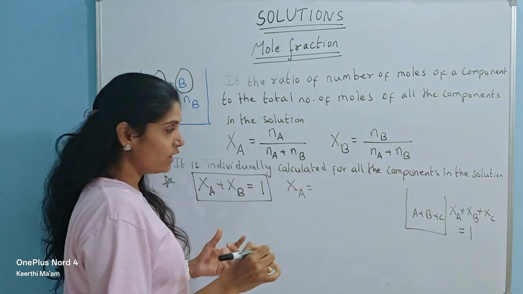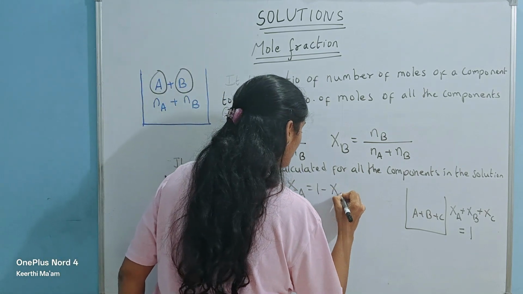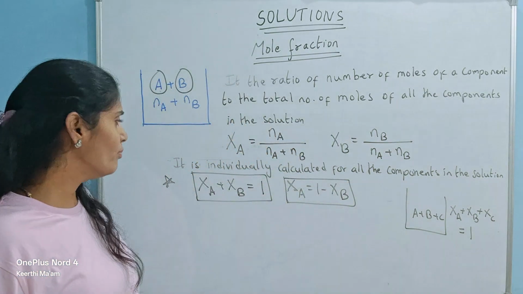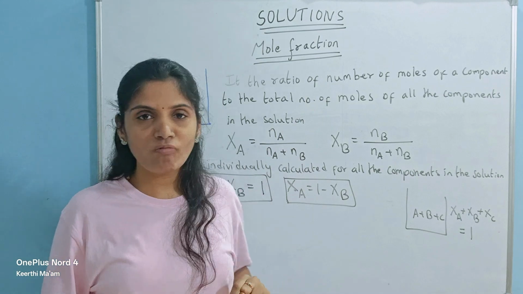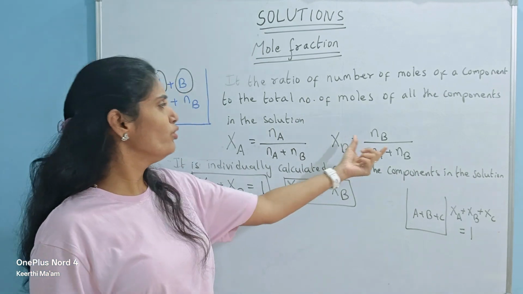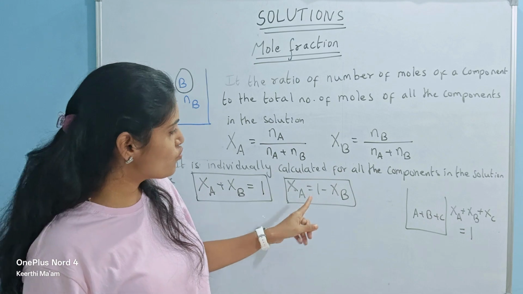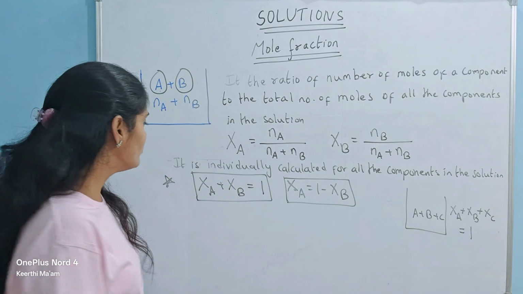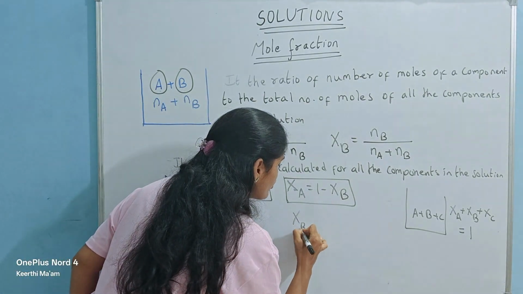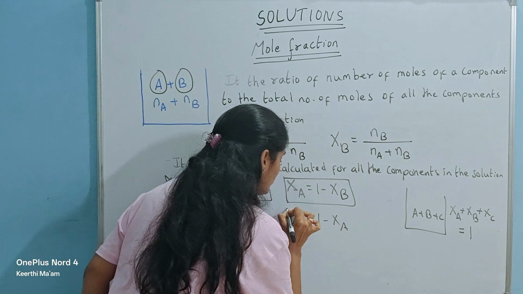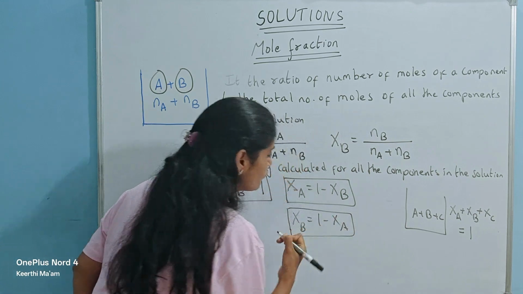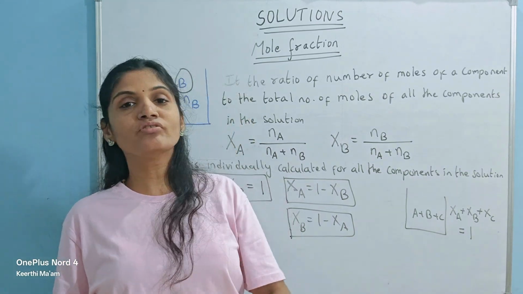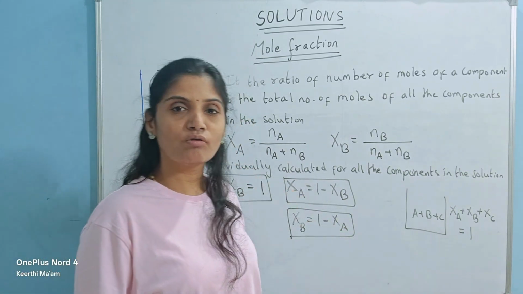Now individually, can I write from this: mole fraction of component A is equal to 1 minus mole fraction of component B? So in the exam, if you want to make it simple, you can calculate the mole fraction of one component, and for the other component you need not do a very big calculation. You can just do 1 minus the mole fraction of the other component. In a similar way, mole fraction of B is equal to 1 minus mole fraction of A. So if you know the mole fraction of one component, it is very easy to calculate the other, because ultimately the sum of both is equal to 1.